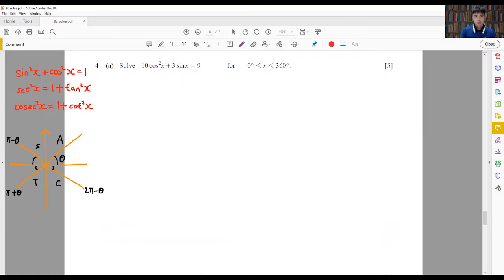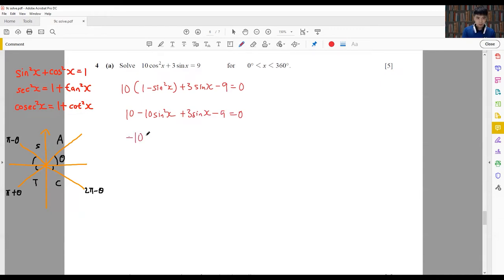Solve 10 cos square x plus 3 sine x equals 9. This first question should be pretty simple. Cos square x, change it. So you would have 10 times 1 minus sine square x plus 3 sine x equals 9. Bring the 9 over so that it equals 0. Expand this: 10 minus 10 sine square x plus 3 sine x minus 9 equals 0.